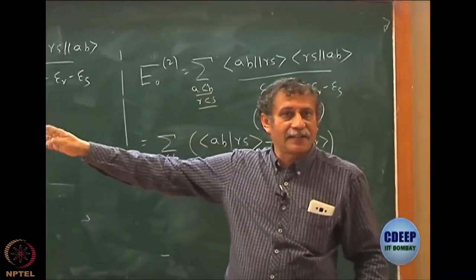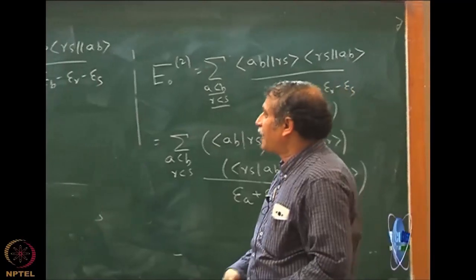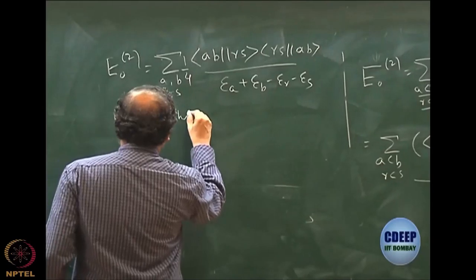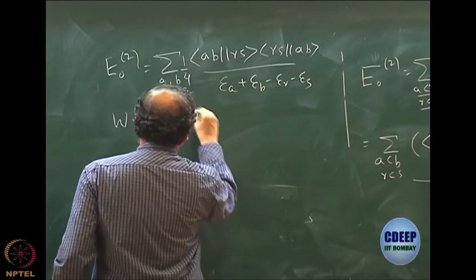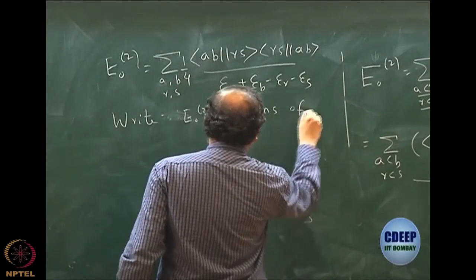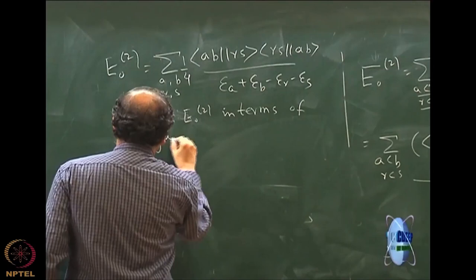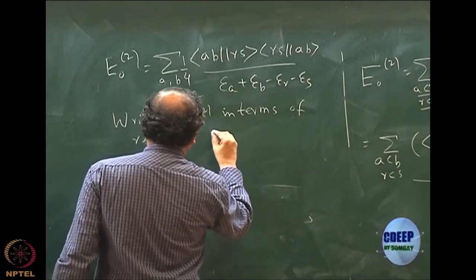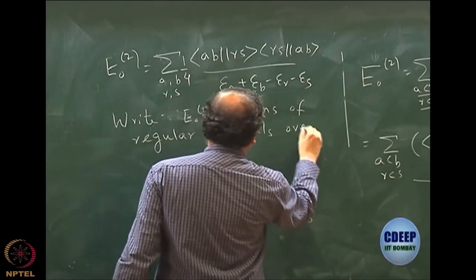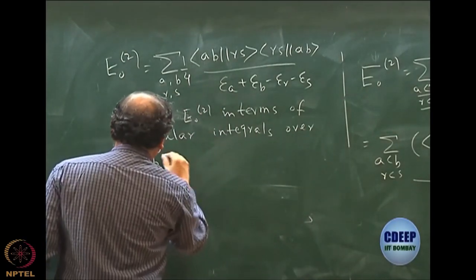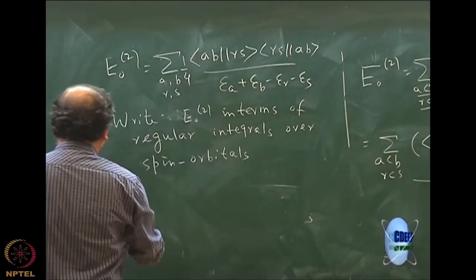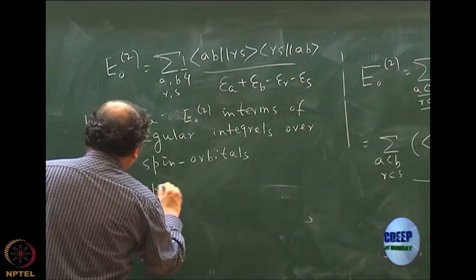Okay, please do this again as an at-home exercise. So basically the question is, write E naught 2 in terms of regular integrals over spin orbitals. So that's the, I have to give you one assignment also. So let me give this as a formal assignment. One.